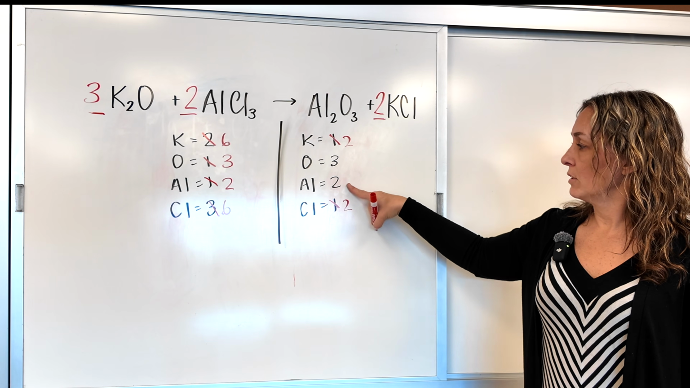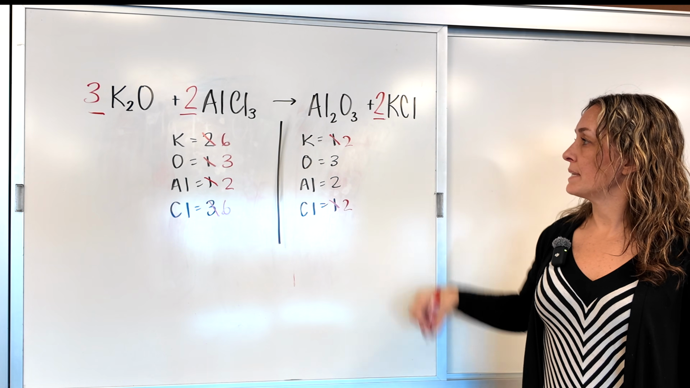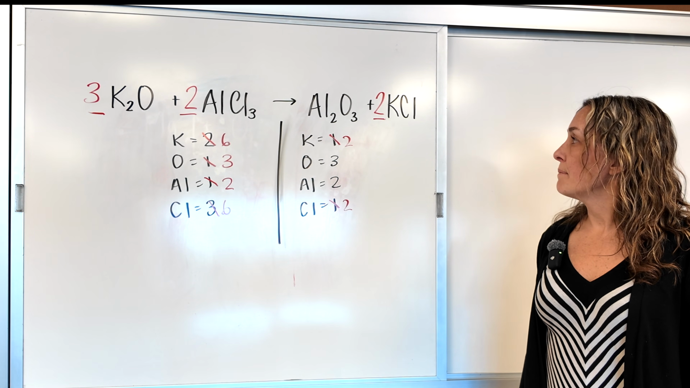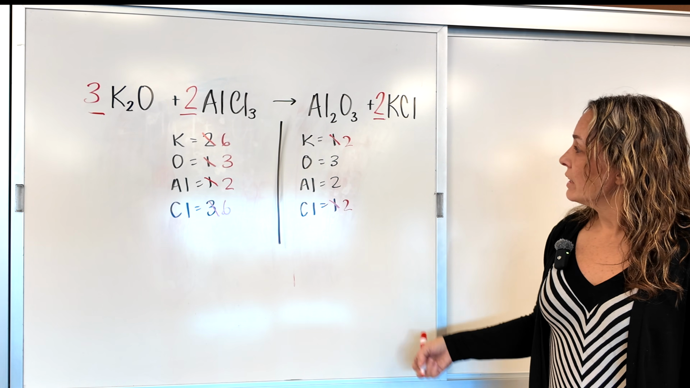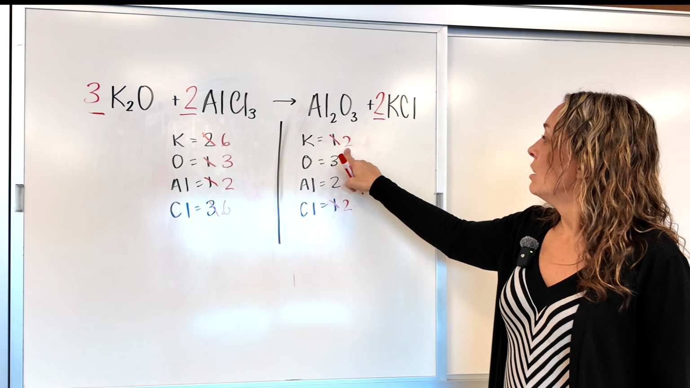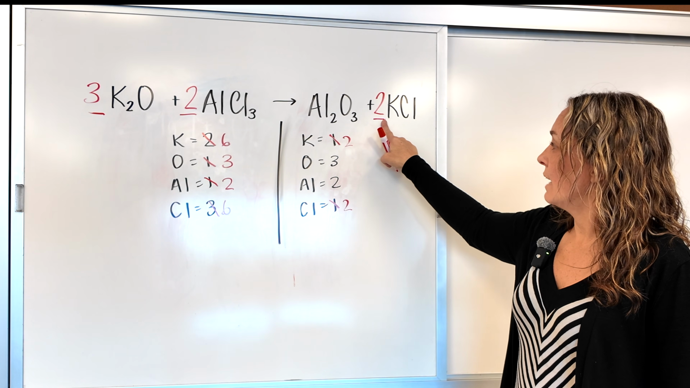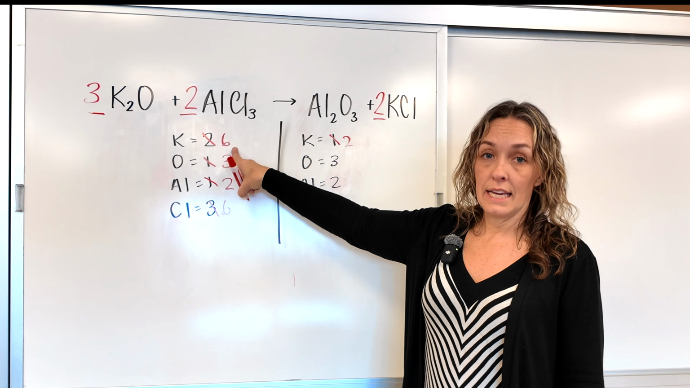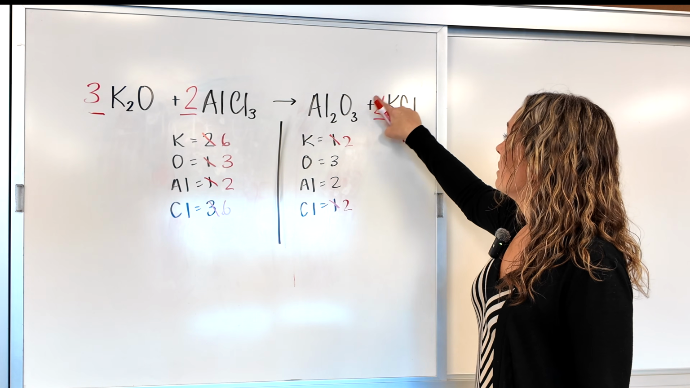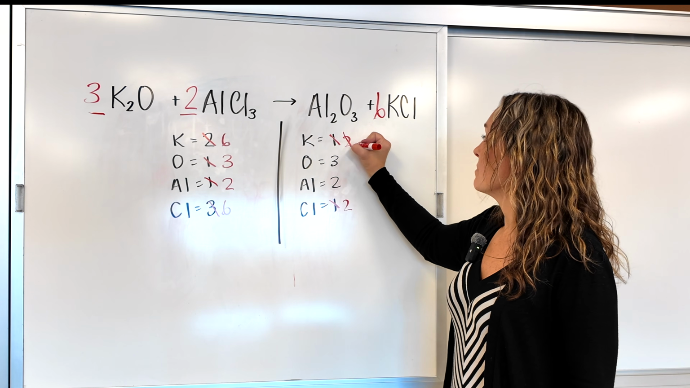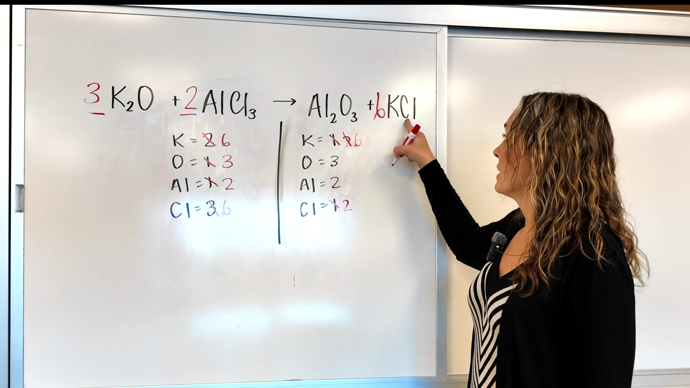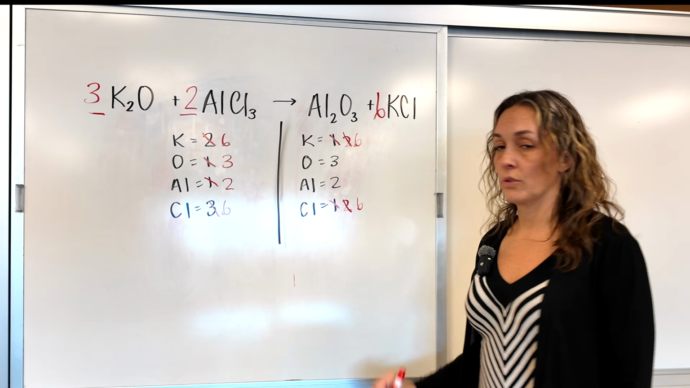My oxygens and my aluminums match, but my chlorines and my potassiums do not. It does not matter where we go next, but it is perfectly okay to say, you know what, putting a 2 in front of the K did not work. Since I have 6 Ks going in now, I'm going to erase this and make this a 6 so that my Ks match. That 6 multiplies through the whole compound, giving me 6 chlorines as well.